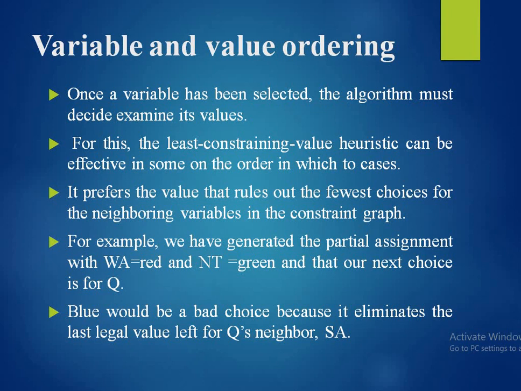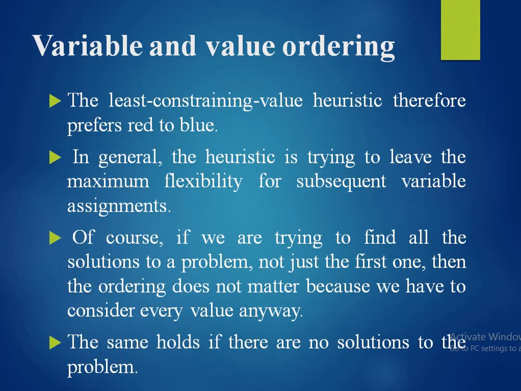For example, suppose we have generated the partial assignment with WA equal to red and NT equal to green, and that our next choice is for Q. Blue would be a bad choice because it eliminates the last legal value left for Q's neighbor, SA. The least constraining value heuristic therefore prefers red to blue. In general, the heuristic is trying to leave the maximum flexibility for subsequent variable assignments.